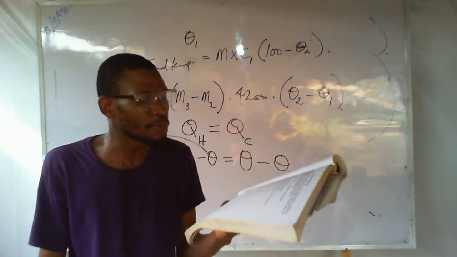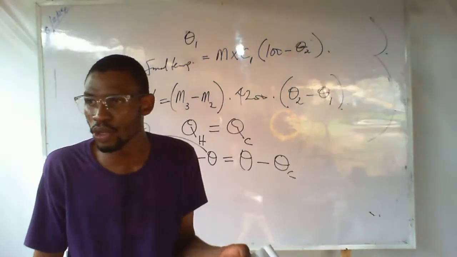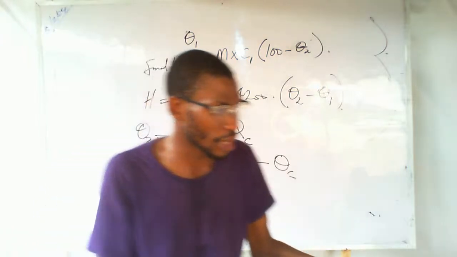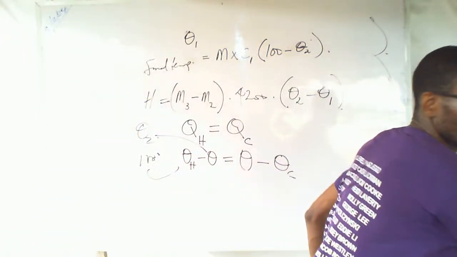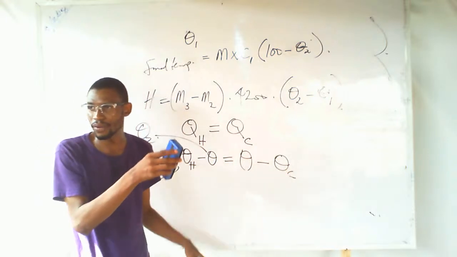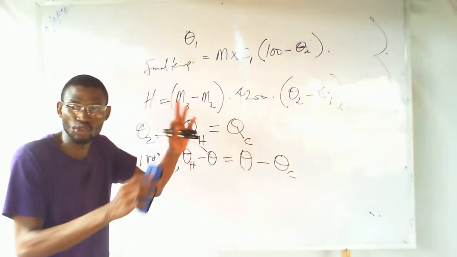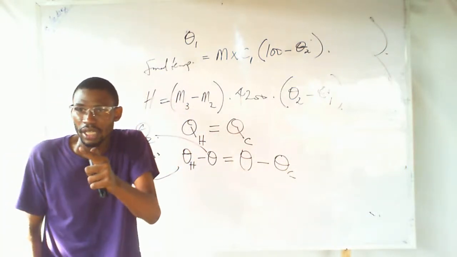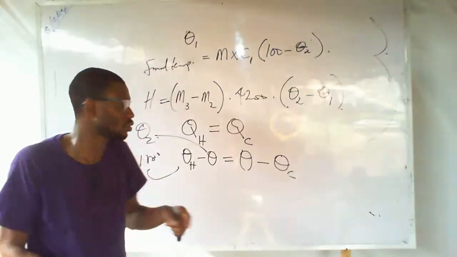Take specific heat capacity of water. You know it now: 4,200. Please, maybe if I solve this one now, you will understand. Can I rub this off? Now let me rub it off. See the way I'm going to solve it so that you will understand. Look at the board.